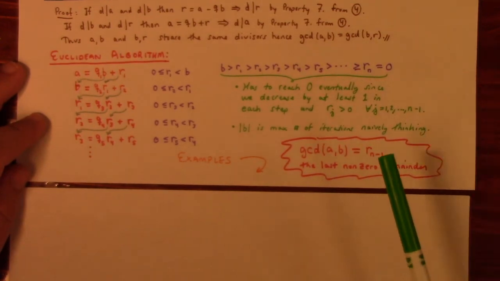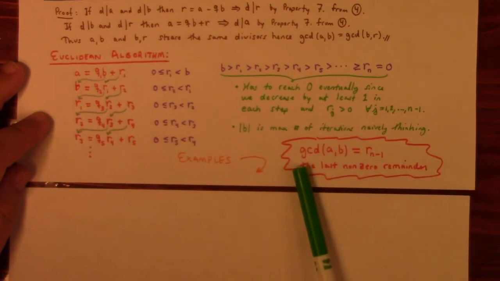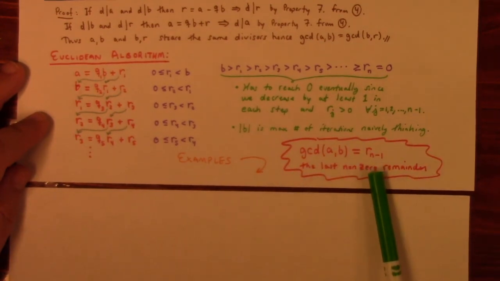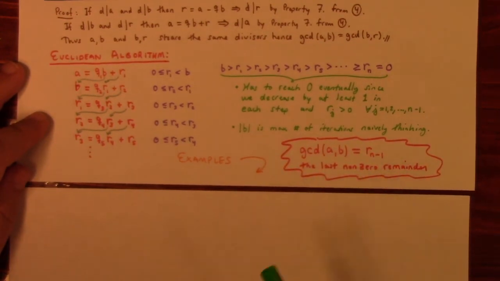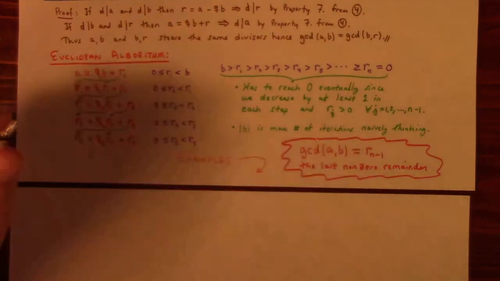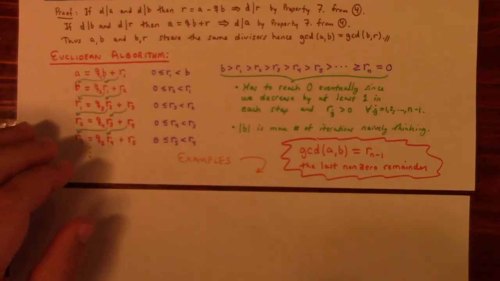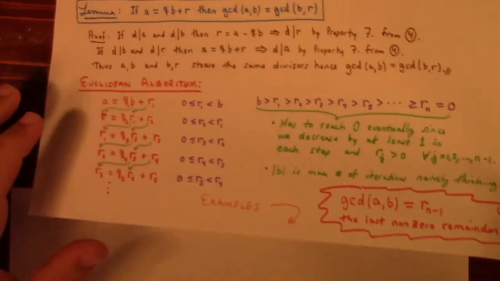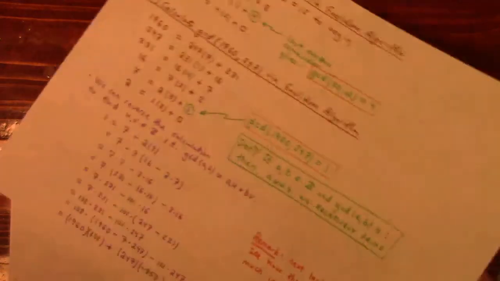And so it turns out that we can argue that the greatest common divisor of a and b is the last non-zero remainder. And that is how the Euclidean algorithm can be used to calculate the greatest common divisor. Now, if that didn't make a lot of sense to you, that's okay. Let's see how it actually works on some numbers.